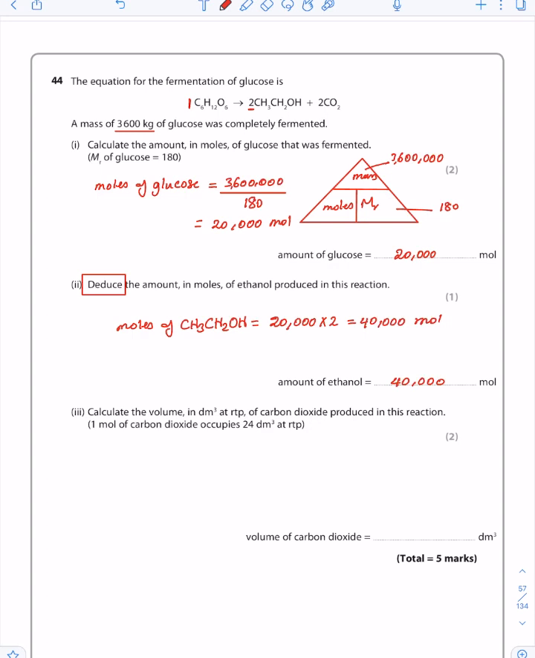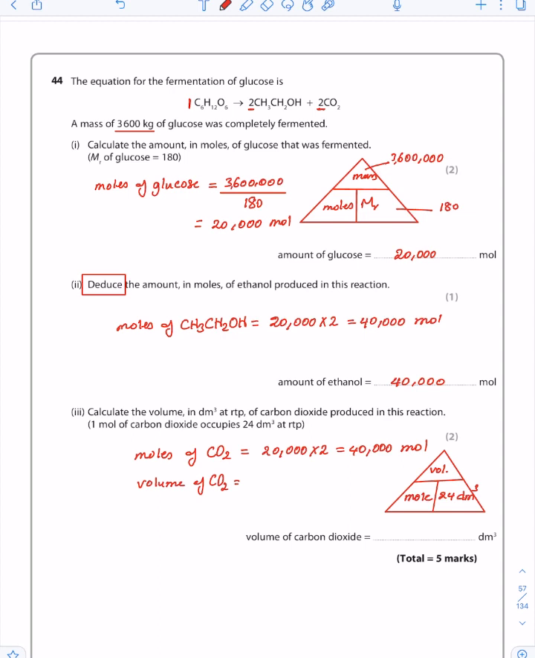Calculate the volume in cubic decimeter of carbon dioxide produced in this reaction. The carbon dioxide is double the moles of glucose, which we found in the first step as 20,000, so the moles of carbon dioxide equals 20,000 by 2, which is 40,000 moles. Since moles and volume are related by the law moles is equal to volume over 24 cubic decimeter, we can say the volume of carbon dioxide gas is equal to the moles, 40,000, times 24, which gives 960,000 cubic decimeter. So we write 960,000 cubic decimeter.